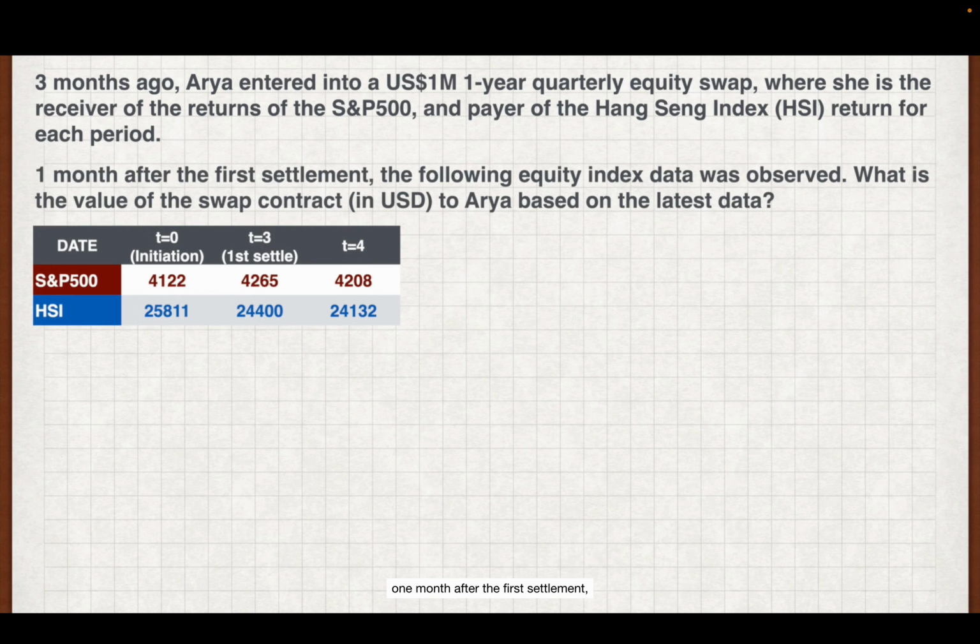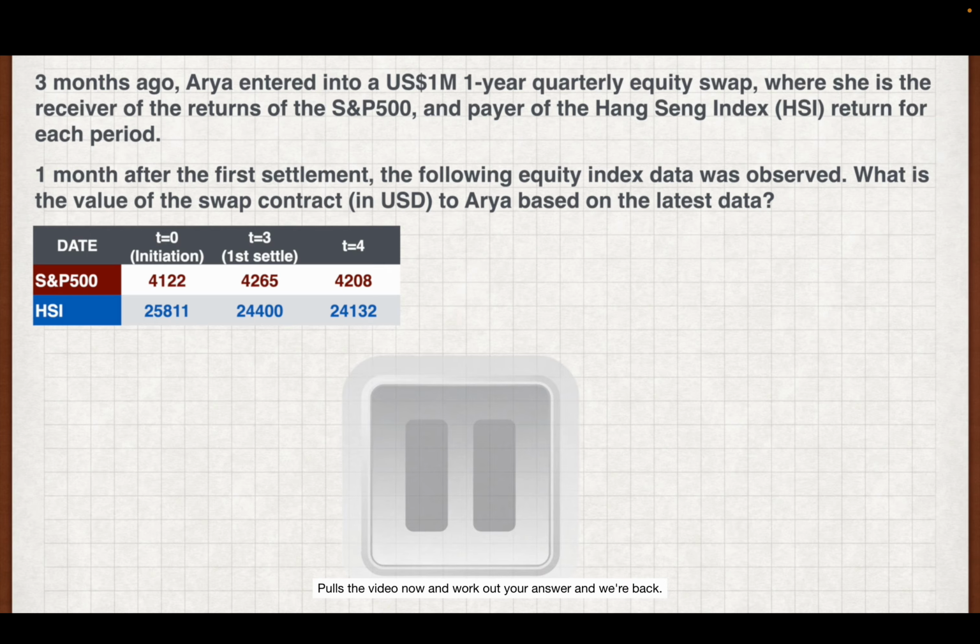1 month after the first settlement, the following equity index data was observed. What is the value of the swap contract to Aria based on the latest data? Pause the video now and work out your answer.